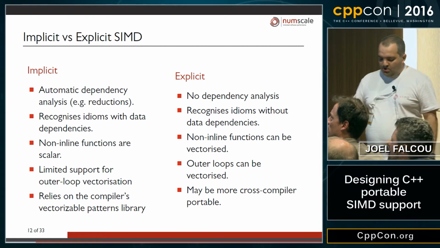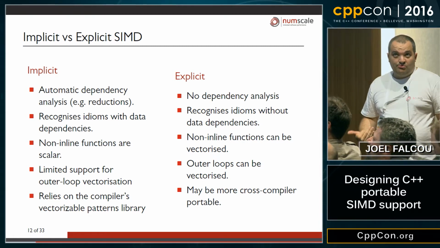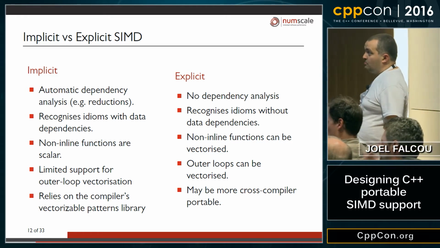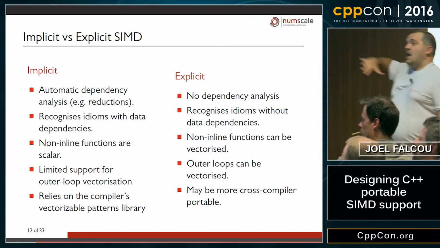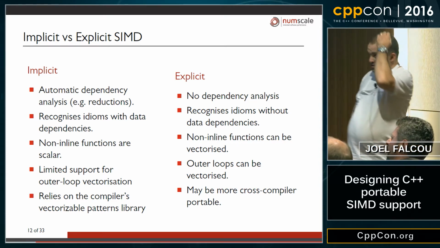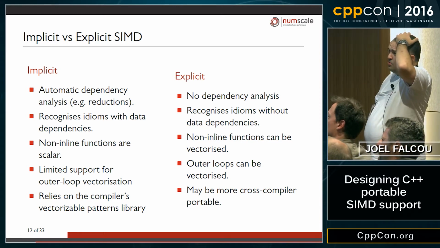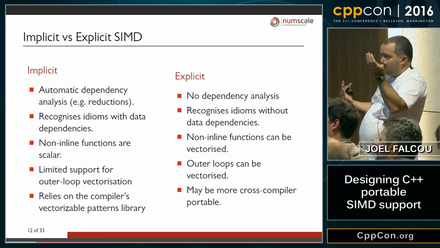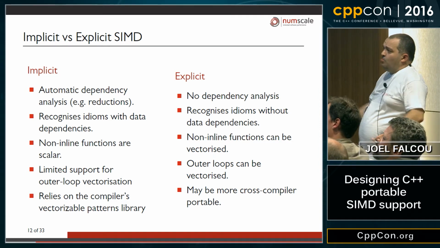Implicit vectorization is only as good as the effort that has been put into the compilers, but they are getting there for most of the trivial cases. You still have issues with a non-inline function called in the middle of a vectorized loop. You have limited support for outer loop vectorization, which can be useful sometimes. But when it works, it works.